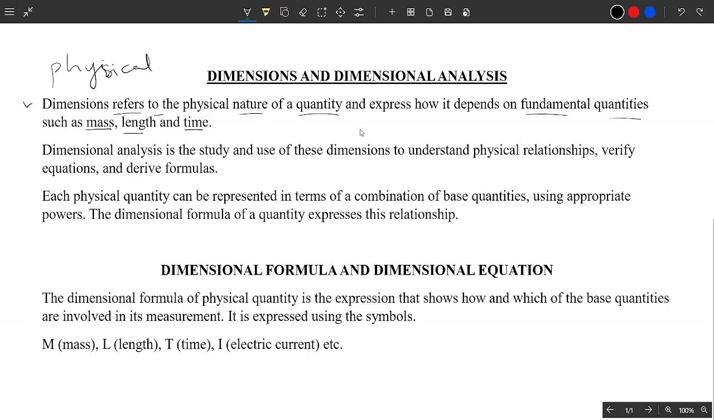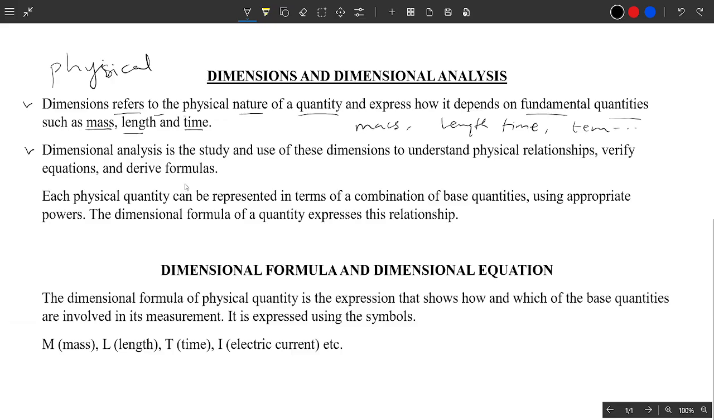Basically, these are what? Quantities that can be measured. Something like the mass, the length, time, temperature. So these are all quantities that can be measured, and they are referred to as what? Physical quantities.